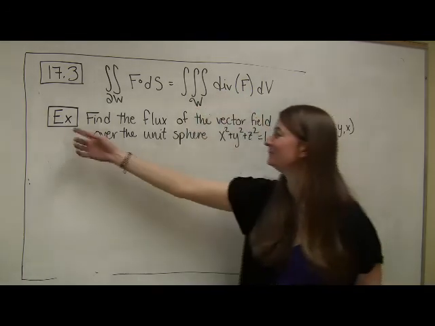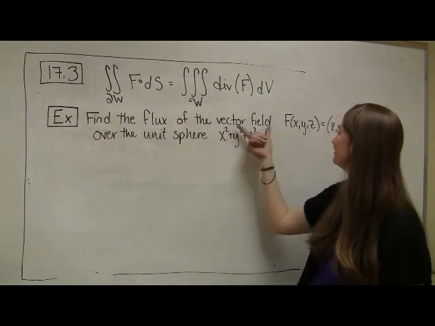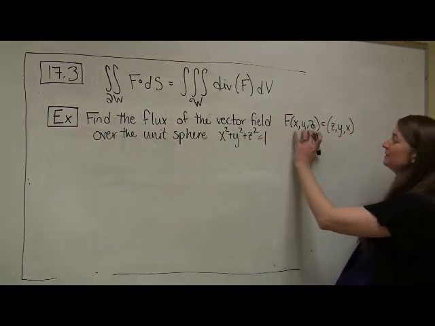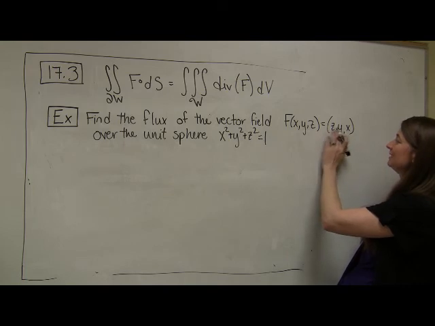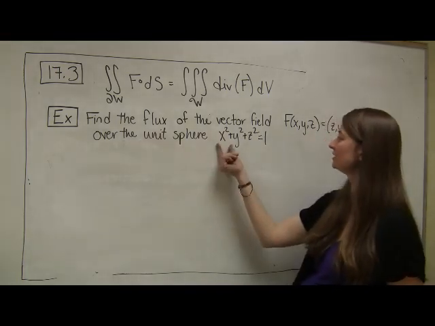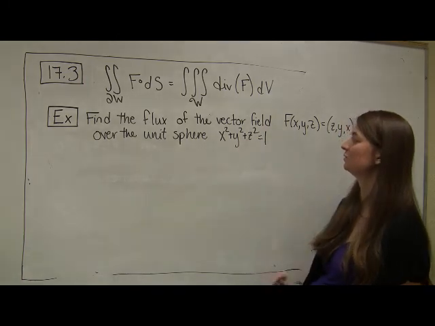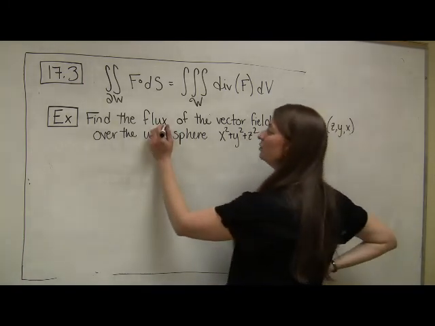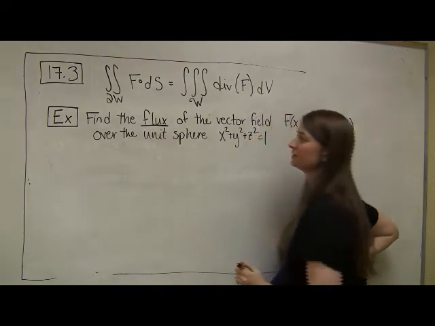So in this example, we want to find the flux of the vector field, and this is my three-dimensional vector field given by zyx. And we want to find the flux over the unit sphere x squared plus y squared plus z squared equals 1. I wanted to recall, what does this vocabulary term flux mean?